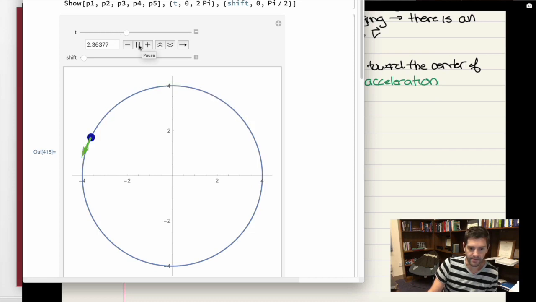Then I have this design so I could consider two different points. I can consider a point at some earlier point in time, that's red, and then some point at some later point in time, blue. And you can see that as time moves forward, you're essentially tracking a displacement as the object moves around the circle.